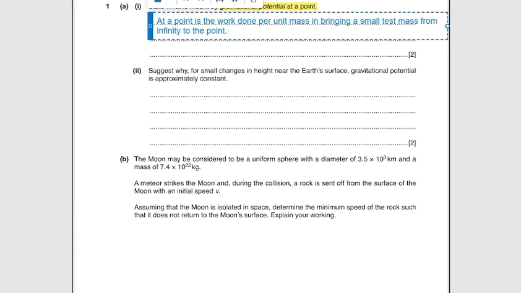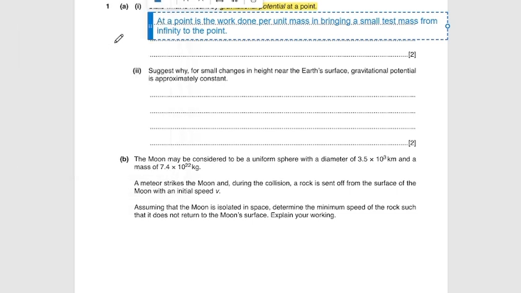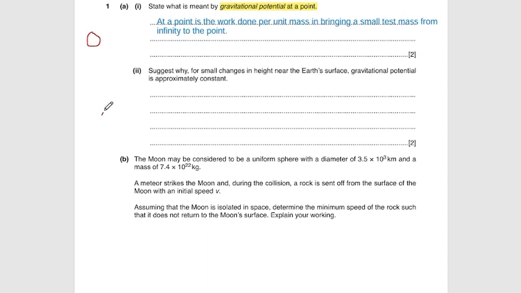In simple words, if I were to explain this visually, if for example I have my planet here, and let's assume this is my infinity, and there is this small mass. So this is extremely important, a small test mass, and it's per unit mass. So the energy that is required to bring this mass from infinity all the way to Earth is the gravitational potential. That's it.